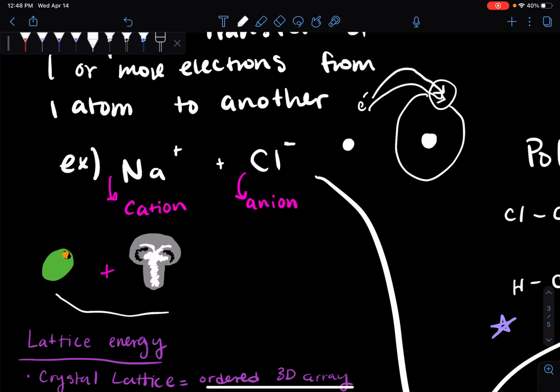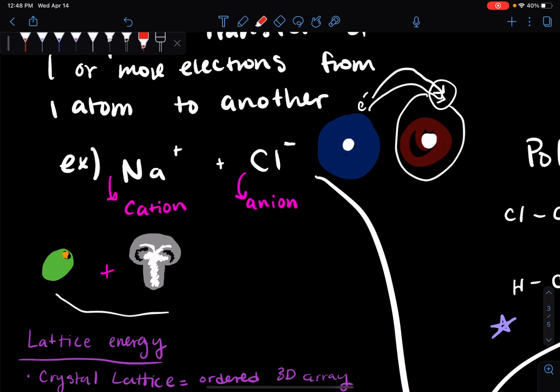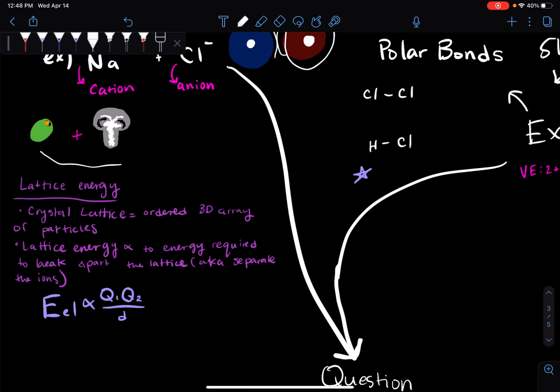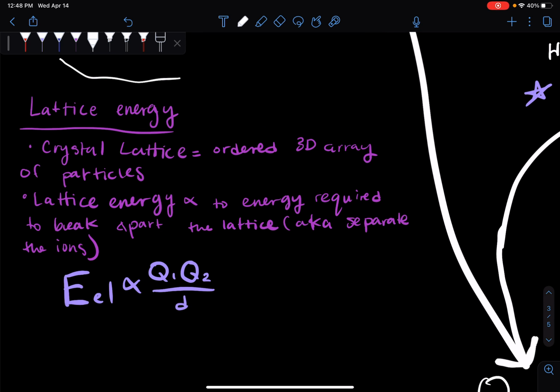That difference in charge is going to make this sodium attracted to this chlorine, and they're going to stick together. They're just gonna stick together. Okay? That leads us into another important topic to talk about, which is lattice energy.